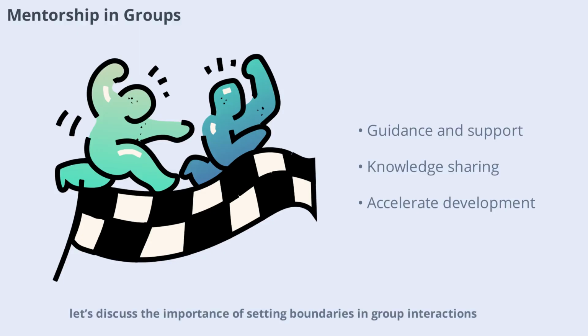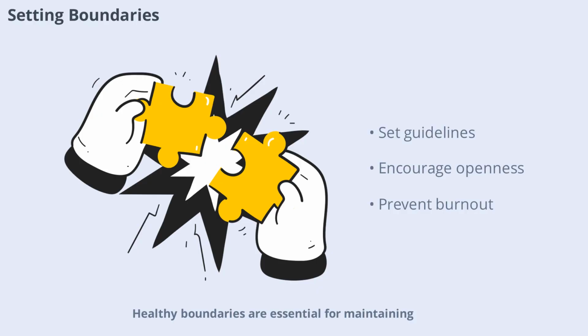Next, let's discuss the importance of setting boundaries in group interaction. Healthy boundaries are essential for maintaining respect and preventing burnout in groups. Leaders should set clear guidelines for communication, workload, and personal space. Encouraging members to speak up about their needs and limits helps create a balanced environment. Boundaries also protect against overcommitment and ensure that everyone can contribute sustainably. By respecting boundaries, groups can maintain long-term effectiveness and well-being.